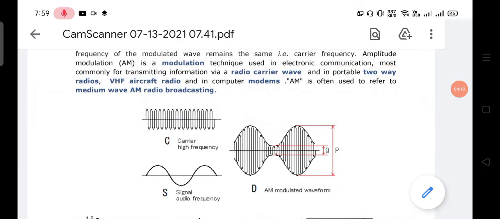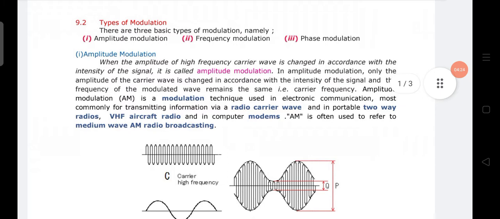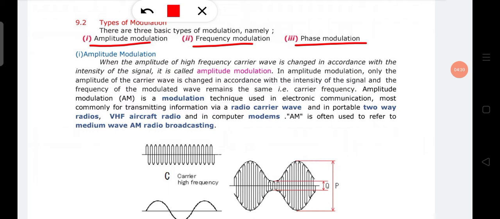So there are three characteristics. Based on that, the type of modulation is decided: amplitude modulation, frequency modulation and phase modulation. Now first of all, amplitude modulation. As the name suggests, amplitude is modulated. Here only the characteristic of amplitude is changed with respect to the message signal.